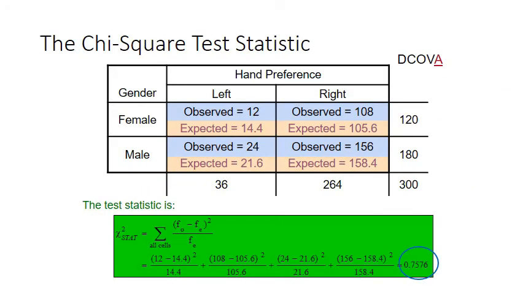And after calculating all the expected frequencies, we substitute them into the formula: FO minus FE. 12 is FO, FE is 14.4, whole square, divided by 14.4. This is how we do it for all the cells, and we get chi-square like this.